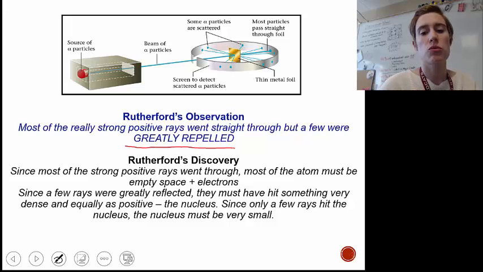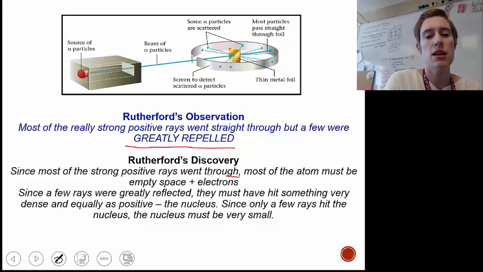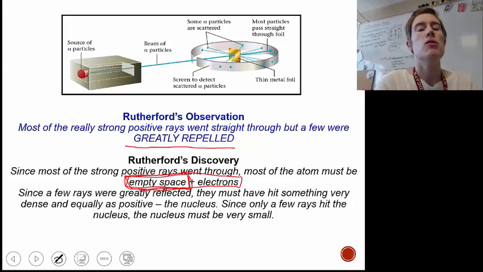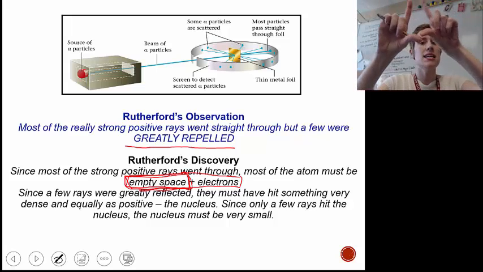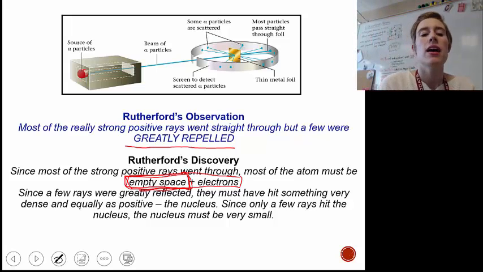Since most of the rays went through, he theorized that most of the atom was, this is super important, most of the atom is empty, which is true. Most of the atom is empty space with some electrons. But remember, electrons don't have mass. So most of the atom is just massless negative electrons, okay?